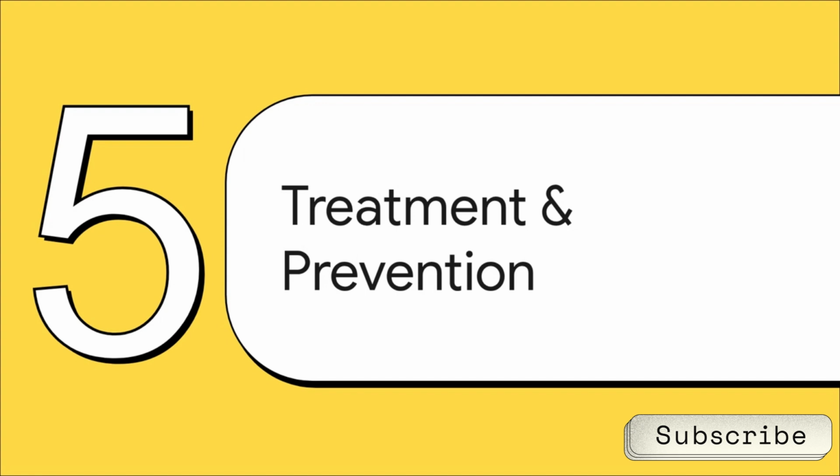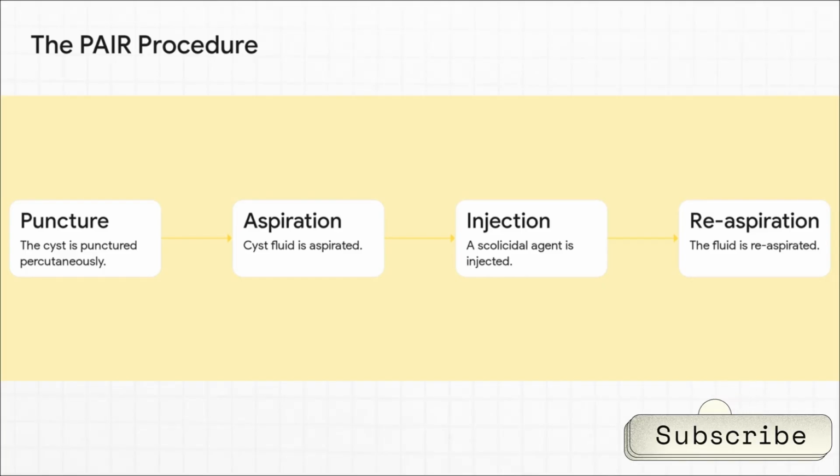Okay, so we found the cyst. Now what? Let's talk about treatment, and then we'll wrap up with how to prevent this whole mess from happening in the first place. These days, we don't always have to do a huge open surgery. For a lot of these cysts, we have a much smarter, less invasive option called the PAIR procedure. And the name is perfect because it tells you the 4 steps right there. Puncture, aspirate, inject, and re-aspirate. You go in with a needle, pull some fluid out, inject something to kill the parasite, wait a few minutes, and then suck it all back out.